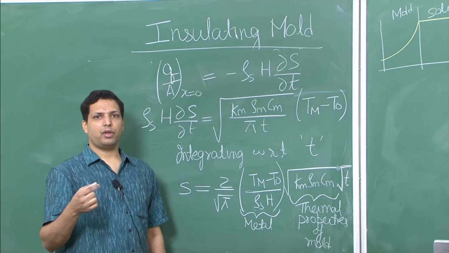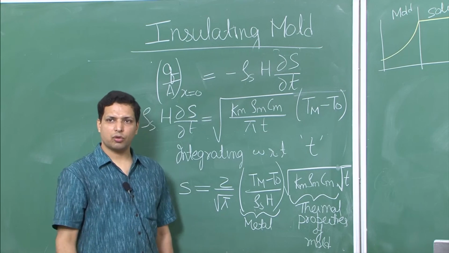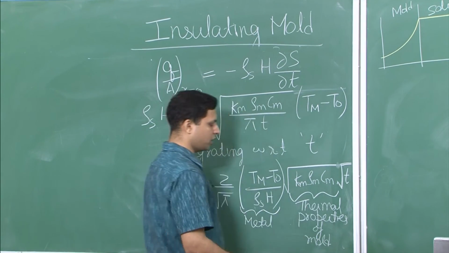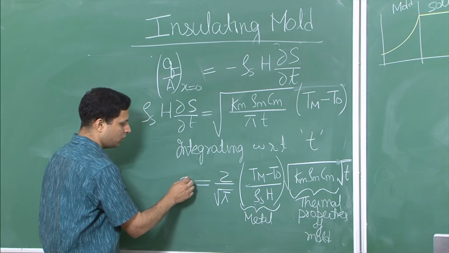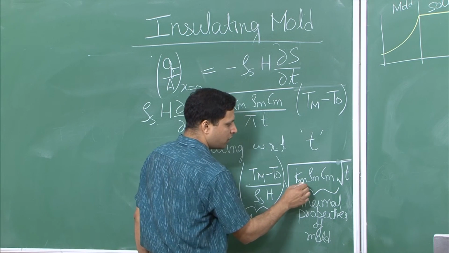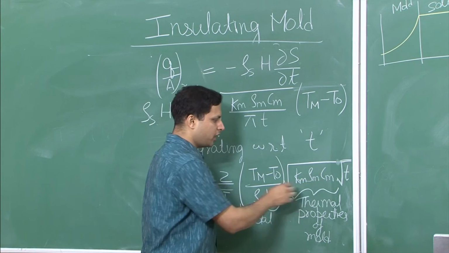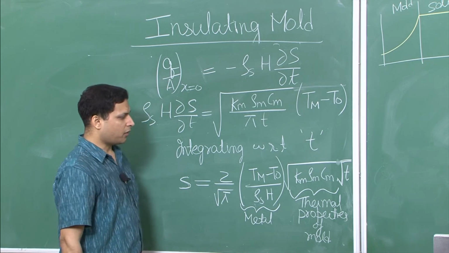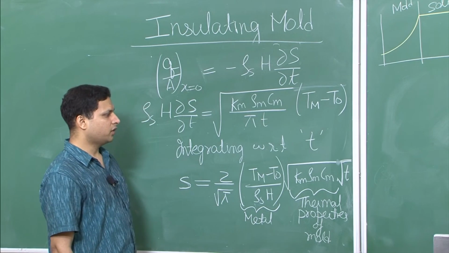Why? Because we have assumed that the conductivity of the mold is so small that it will be the limiting condition that determines the rate of solidification, and that is what we are actually getting. So, you see that S is dependent on Km, but not on Ks. Similarly, it is dependent on Cm, but not on Cs. But overall, that is the form of the equation, S or the length of solidification as a function of time t.